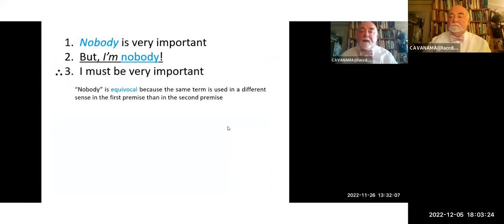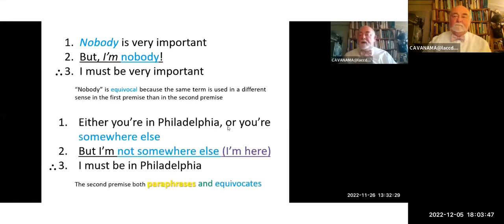So, for example, consider the following syllogism. Nobody is very important, but I'm nobody. I must be very important. The term nobody is equivocal because the same term is used in a different sense in the first premise than in the second. We looked at this example before in talking about the fallacy of equivocation.